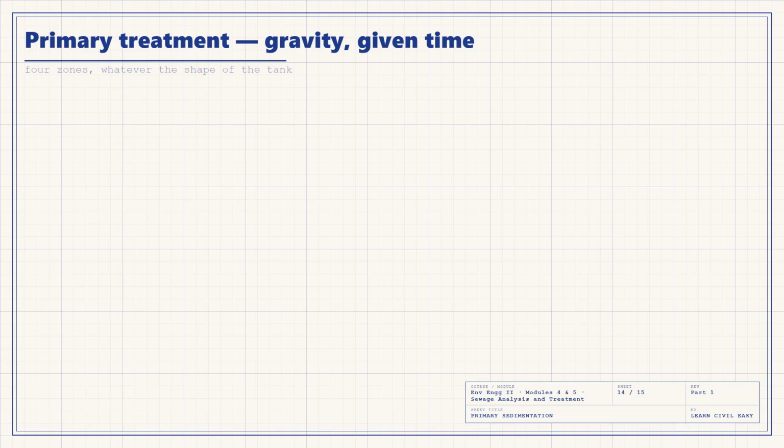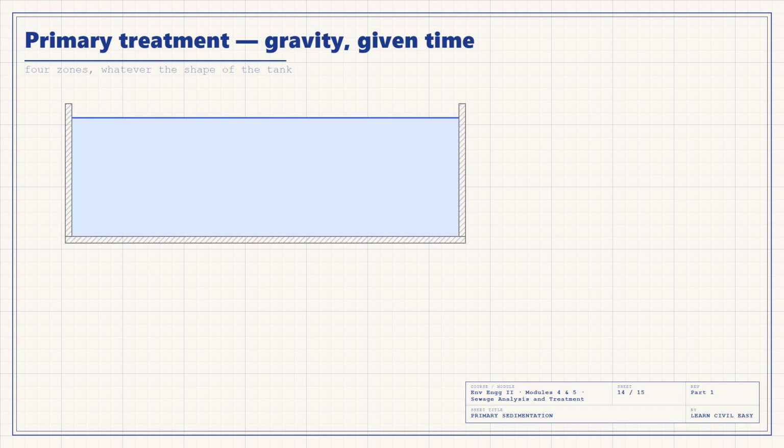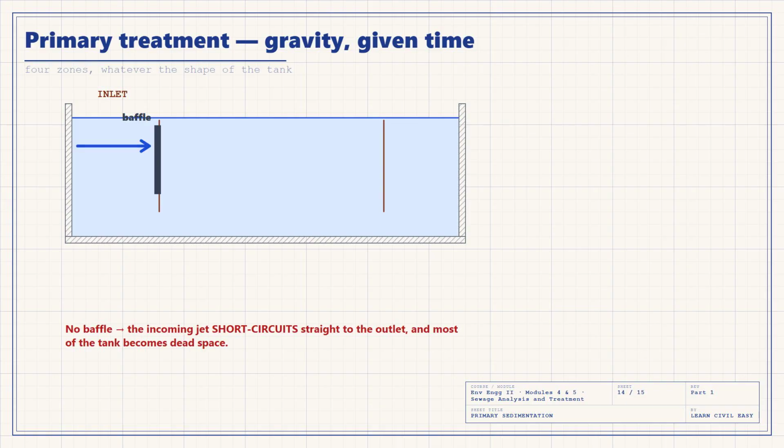Primary treatment. This is plain sedimentation. Hold the sewage still enough, long enough, and everything heavier than water that is going to settle, settles. No chemicals, nothing alive. Gravity given time. Every sedimentation tank, whatever its shape, is described by the same 4 zones, and naming all 4 is usually half the marks of the sketch.